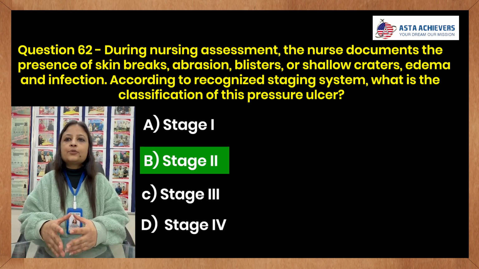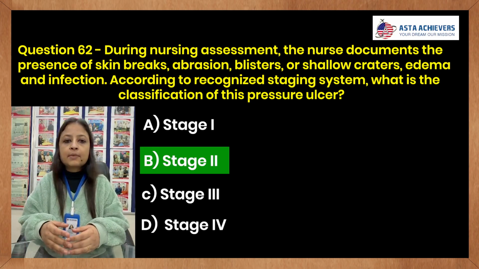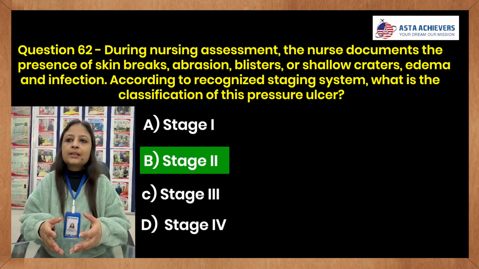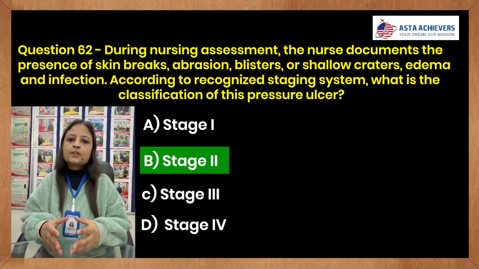Question number 62. During nursing assessment, the nurse documents the presence of skin breaks, abrasion, blisters or shallow crater, edema and infection. According to the recognized staging system, what is the classification of this pressure ulcer? Option A, stage 1, option B, stage 2, option C, stage 3 and option D, stage 4.